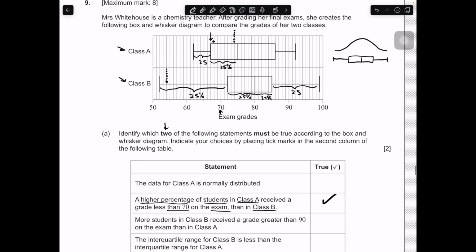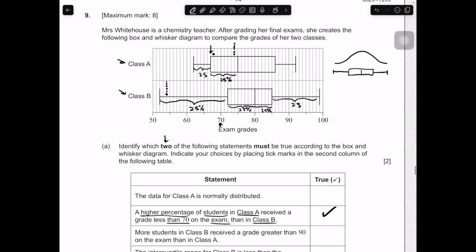More students in class B received a grade greater than 90 on the exam than class A.